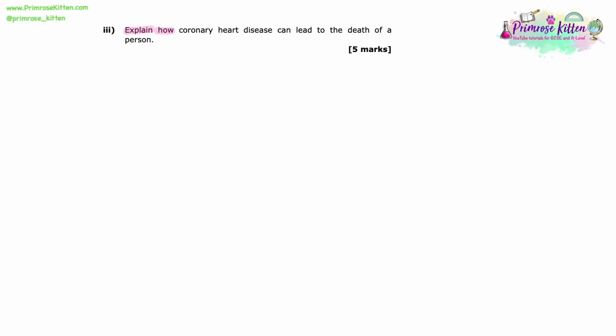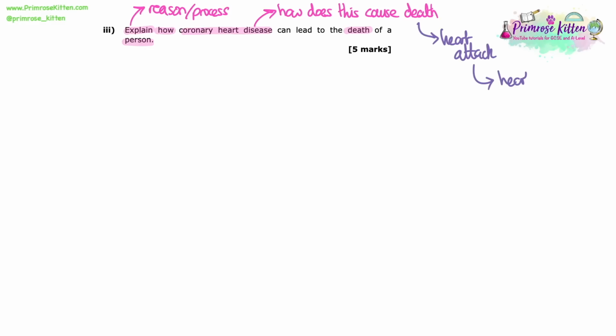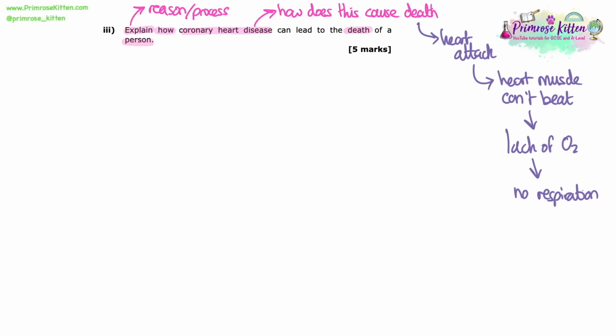Explain how coronary heart disease can lead to the death of a person. So explain how you need reasons, like how can coronary heart disease cause a death, but the process steps. So if it's a how, it's normally steps in a process, so linking things together. And you need to think about what is actually going to cause the death of someone who has coronary heart disease. And normally that is a heart attack. A heart attack is the result of the heart muscle not being able to beat or contract. And that's due to lack of oxygen causing lack of respiration to provide the energy for the heart to beat.